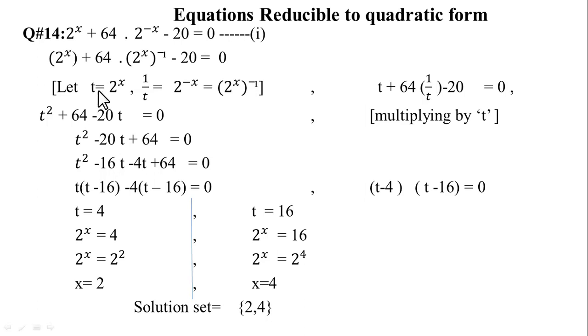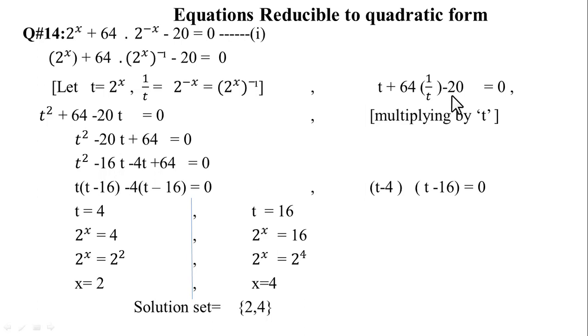Let 2 to the power x be equal to t. And this term is the reciprocal, so 1 upon t is equal to 2 to the power minus x. Because this term is the reciprocal, we can consider it as 1 upon t. Here we let t be the variable. Now the equation changes to the form t plus 64 multiplied by 1 upon t minus 20 is equal to 0.